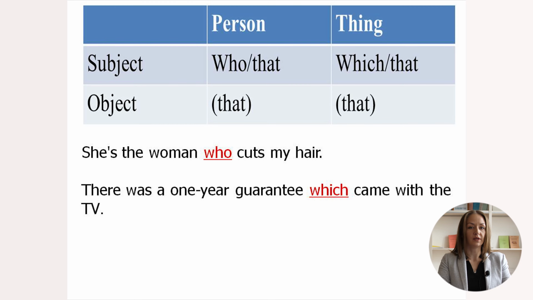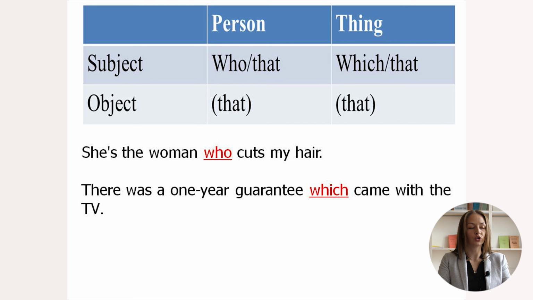You have to remember that if you want to introduce a person as a subject, you have to use the relative pronouns who or that. If you want to introduce a person as an object, you have to apply the relative pronoun that. If you want to introduce a thing as a subject of the sentence, please use the relative pronouns which or that. If you introduce a thing as an object, you should use the relative pronoun that.